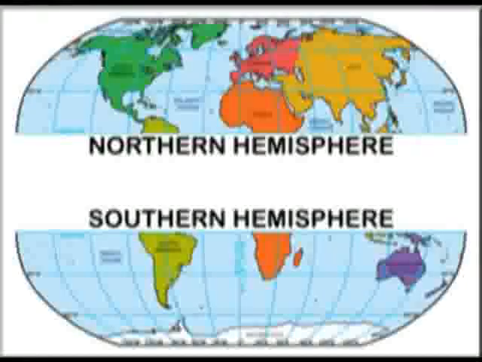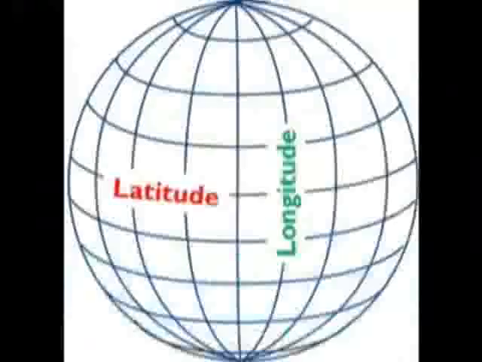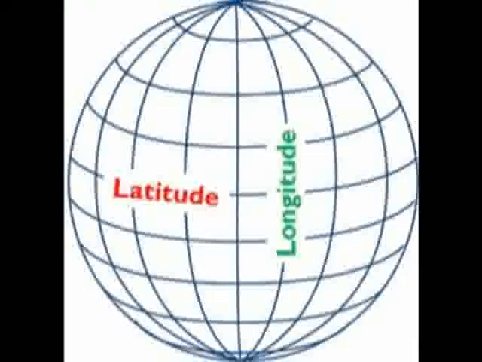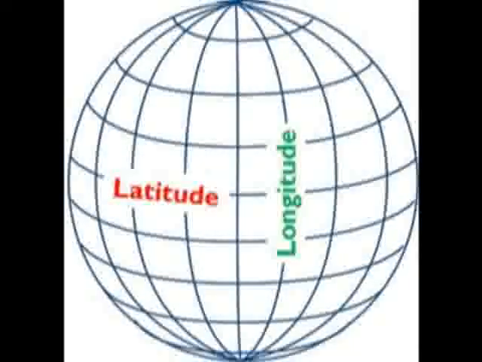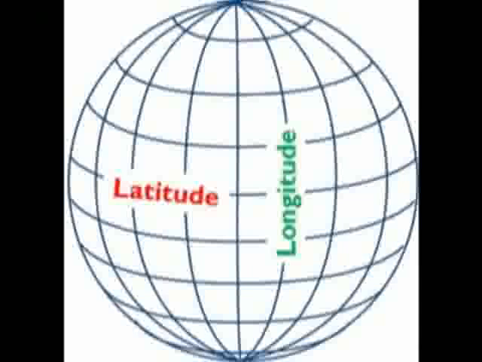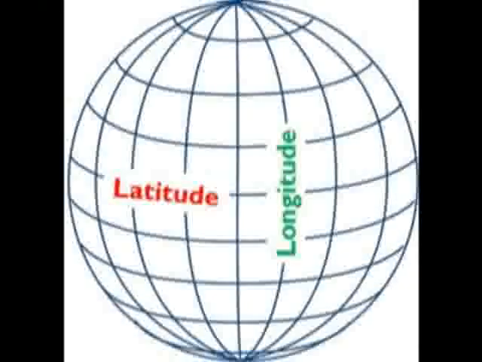India is located in the northern hemisphere, and the globe is divided into eastern and western hemisphere. The Tropic of Cancer passes through the middle of India. A globe has horizontal lines known as latitude and vertical lines known as longitude. These are imaginary lines used to locate any place on the map.